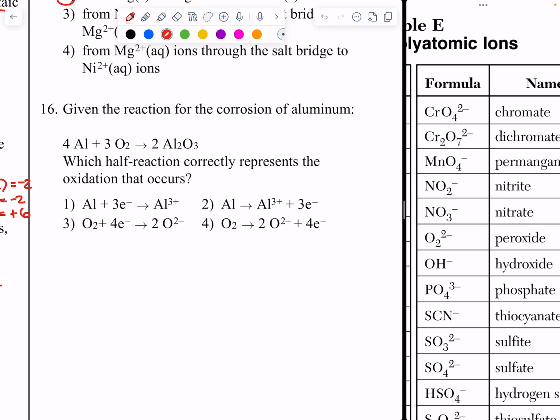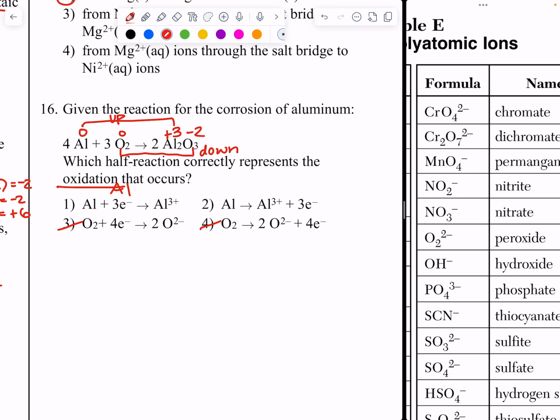Given the reaction for the corrosion of aluminum, which half reaction correctly represents the oxidation that occurs? Define oxidation numbers. Aluminum and oxygen are both free elements. And in this compound here, aluminum is +3, oxygen is -2. Just pull that right from the periodic table. So aluminum is going from 0 to +3. That's going up. Oxygen is going down. You always have to have one being oxidized and one being reduced. Which one's being oxidized? What's up, LEO? It's the aluminum that is being oxidized. So I'm looking for the equations talking about aluminum, which is not choices 3 and 4.